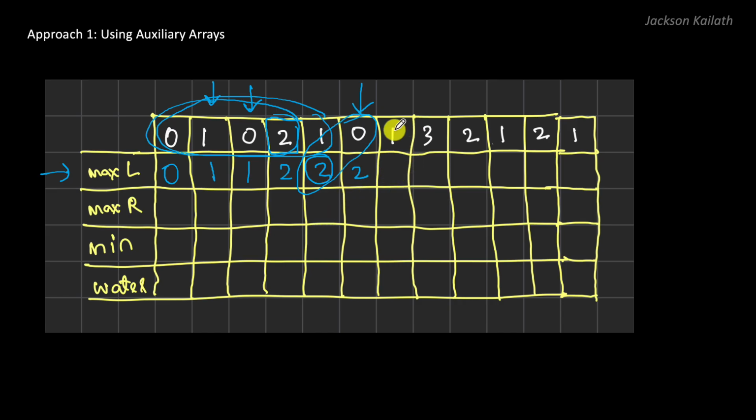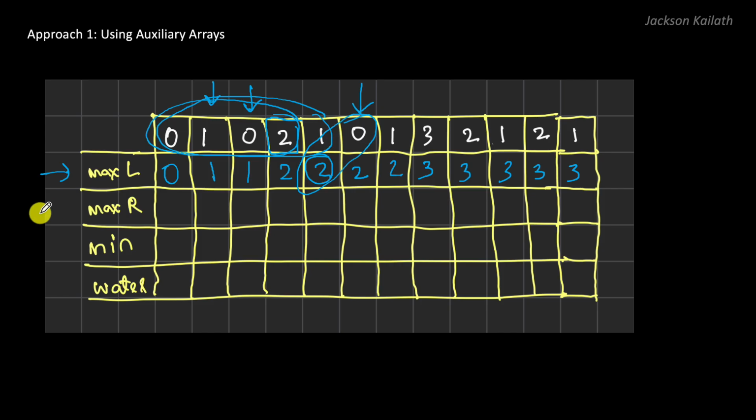And then the maximum between these two values is 2. The maximum between these two values is 3. The maximum between these two values is 3. And between these two it's 3. And again we have 3, and again we have 3. In this way, we are able to fill the max left array.